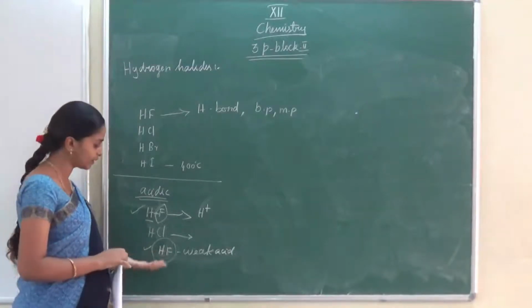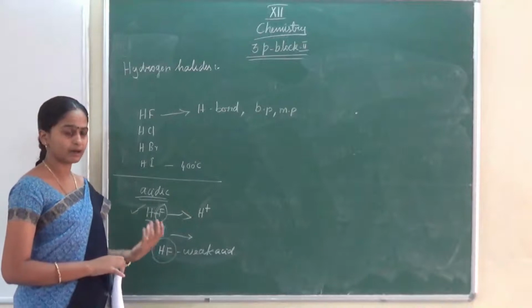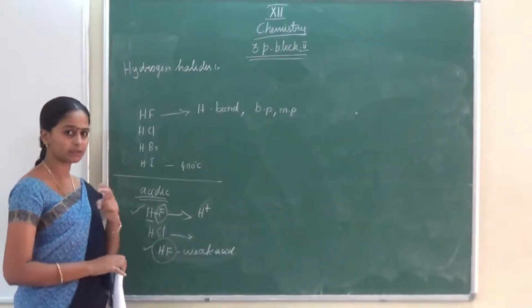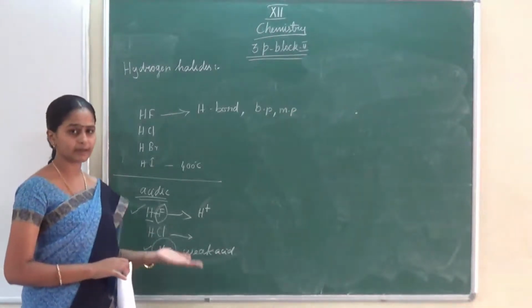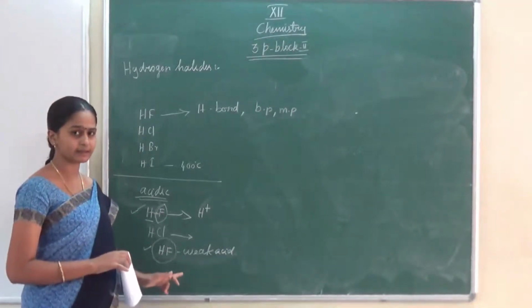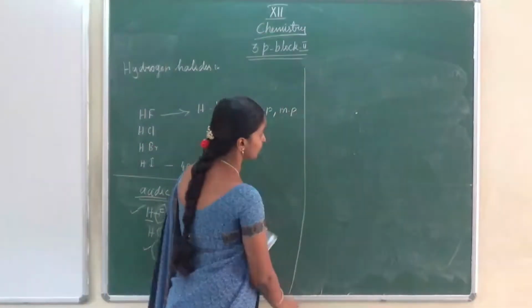Then where do we store it? We have to take plastic bottles. Two more questions we can expect. Why should we not store HF in a glass or silica bottle? The reason: HF attacks silica or silicates. Now I will write the equation. Just copy down the equation.